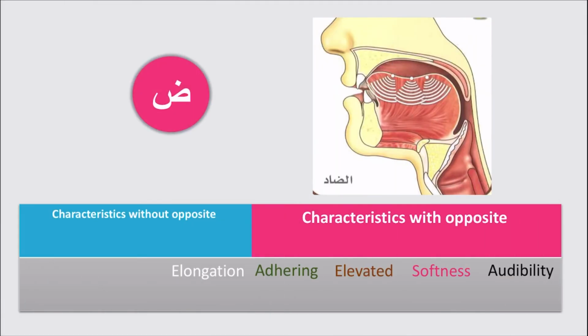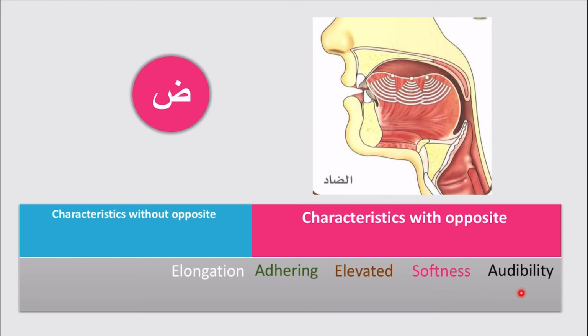The next letter that we have is letter Dad, and Dad letter is articulated from the edges of the tongue, the whole edges of the tongue on both sides, and the tip of the tongue as well. So it is characterized by adhering, so the sound is compressed here inside, like this. There's elevation, so the back of the tongue is up and the sound goes up. The softness means that the sound is running, this is softness, no cutting sound for Dad.